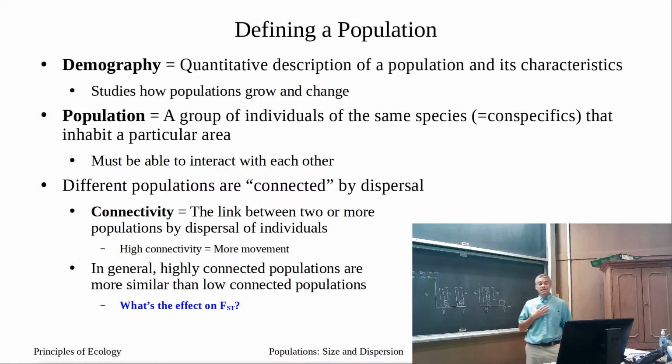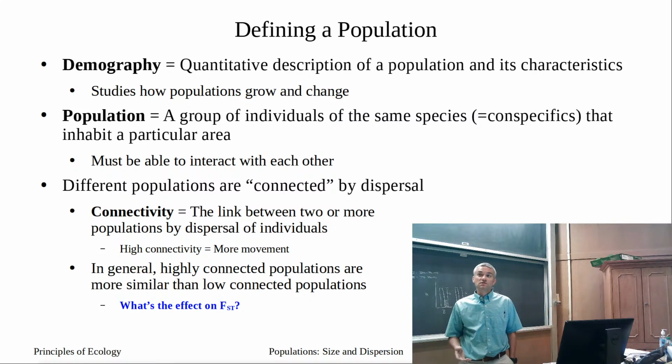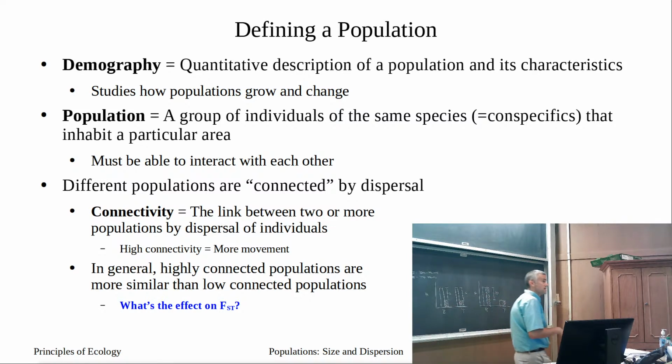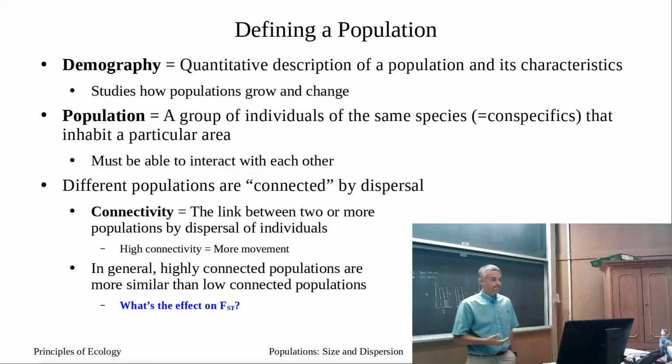If we have high connectivity, we have more movement between our populations. If we have low connectivity, we have a low amount of movement between our populations. So in general, if we have two populations with a high degree of connectivity, then those two populations are going to be more similar than two populations that have low connectivity.